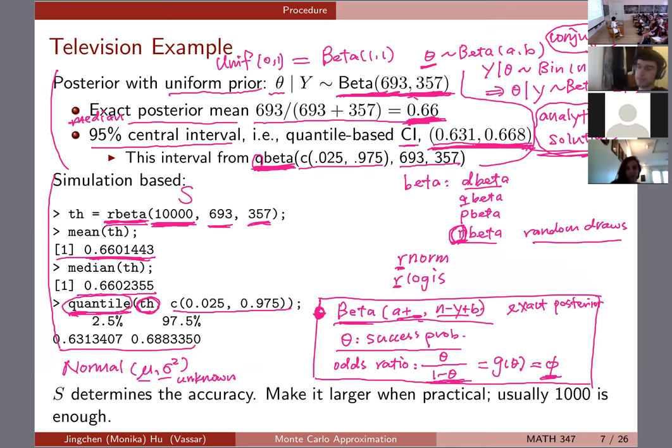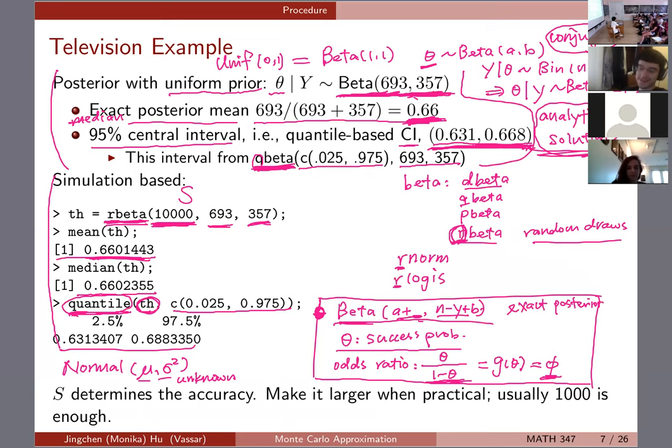So for this one, we don't even need to do multipolar approximation. But if you're interested in odds ratio, so that's not just the inference about the success probability, but the ratio of the success probability over the failure probability, that becomes a function of theta. And then that will be sometimes where multipolar approximation can be helpful.